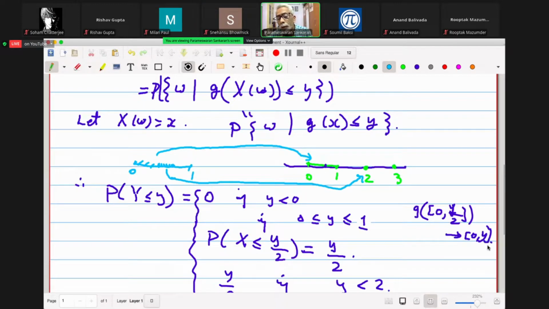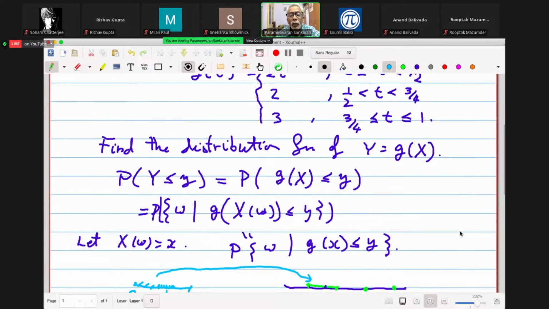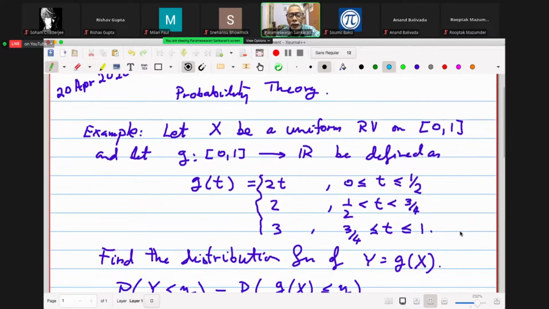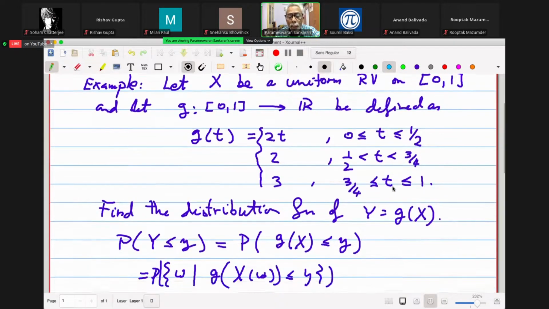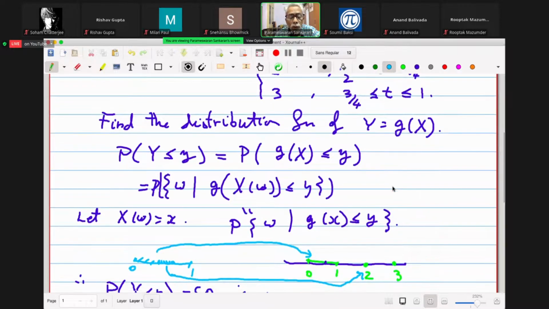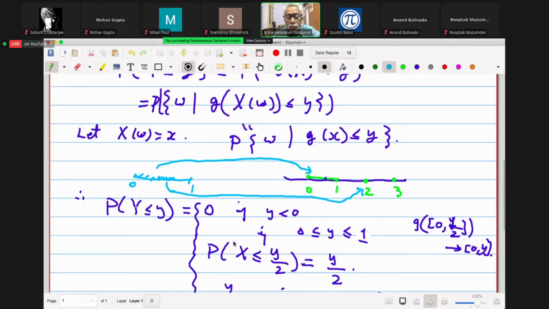G of y by 2 gets mapped onto this interval. Isn't it equal to y by 4? No, wait a second. Just a second, please. Oh, the interval 1/2. No, I just made that. So what is it doing? It is mapping the interval 0 to half to 0 to 1. Y can assume any value between 0 and 1, and I will get y by 2. I will not get y by 4.